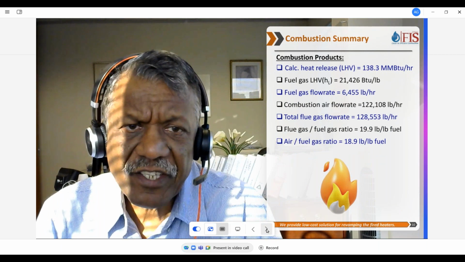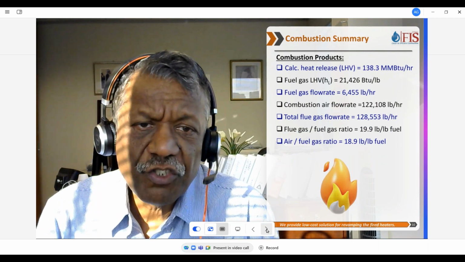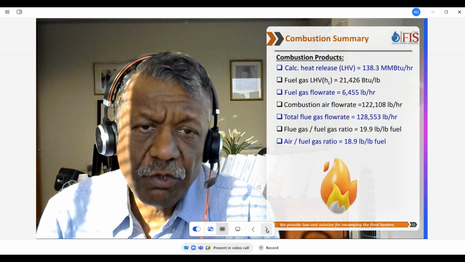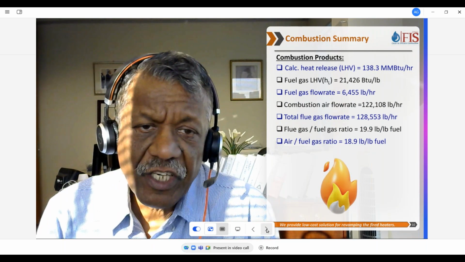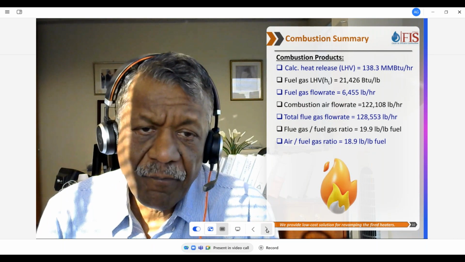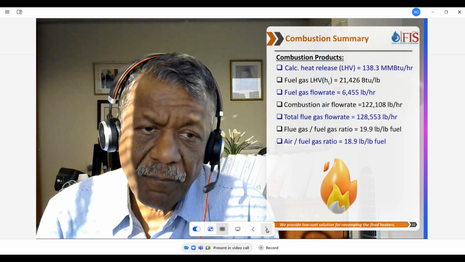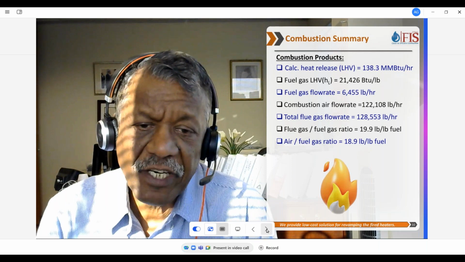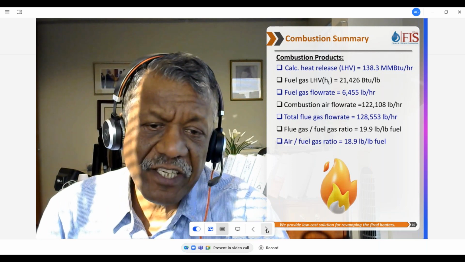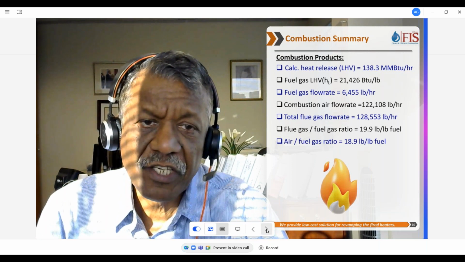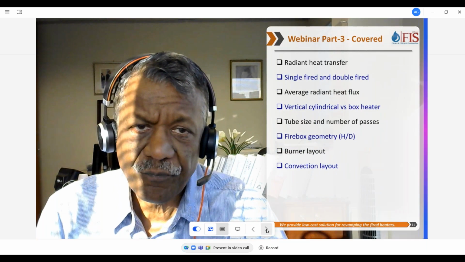And then we did these combustion calculations, stoichiometric calculations: how much fuel gas, what is the combustion air, what is the total flue gas. The flue gas to fuel ratio is about 20 pounds, and the air to fuel ratio is about 18.9. So we did these very simple calculations. You can do it from any chemistry book.